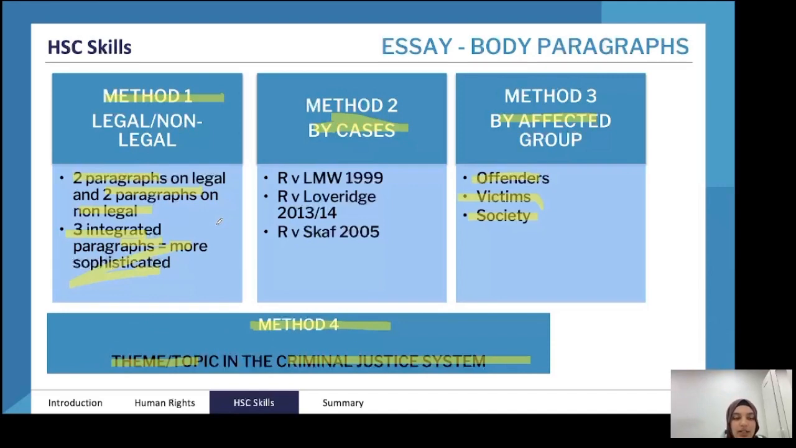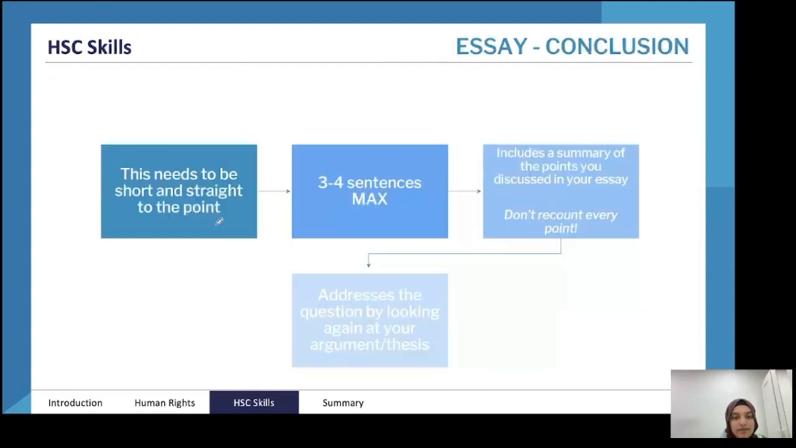So again, a bit of a summary. Method 1, you can talk about legal, non-legal responses. By cases is method 2. Method 3 is by the affected group, and method 4 is by theme or topic in the criminal justice system.